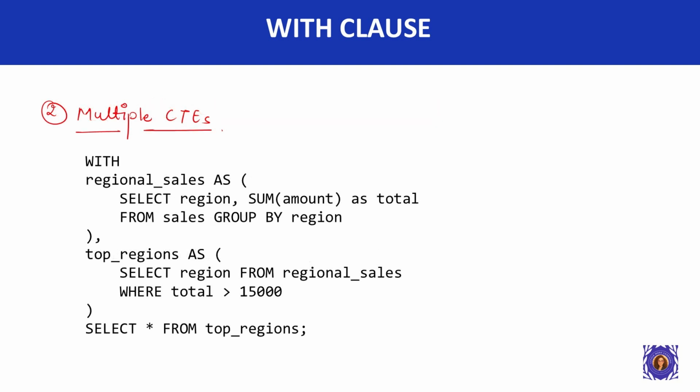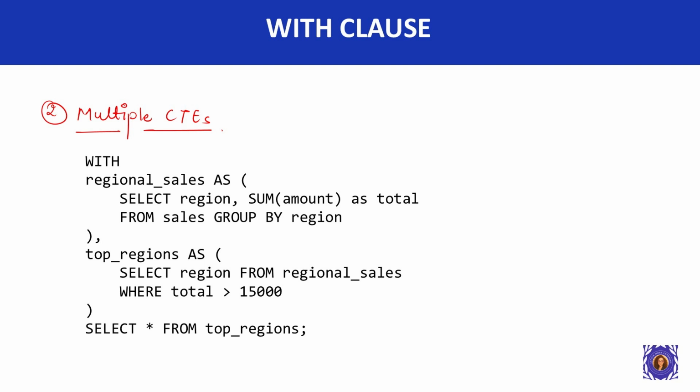Now let's take this a step further. You can create multiple CTEs in a single query, and they can even reference each other. This is where the real power becomes apparent. Notice how we separate multiple CTEs with commas, not additional with keywords. Here, we first create our regional_sales CTE exactly as before. But then we create a second CTE called top_regions that actually uses the first CTE as its source.